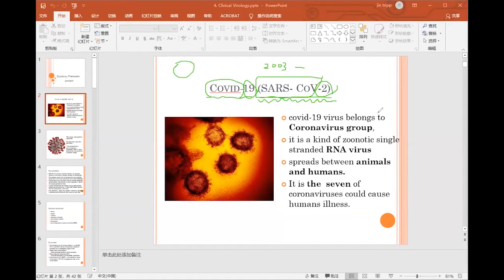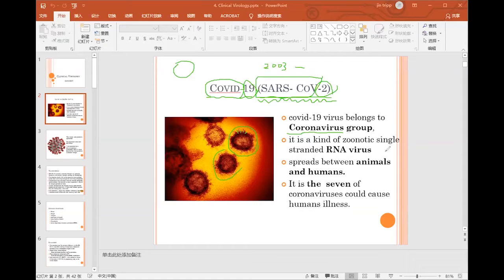This virus belongs to a group of viruses whose shape is pretty similar, a kind of round shape, and you can see some smaller projections here. This is a true picture coming from an electron microscope. That's the COVID-19 virus here.